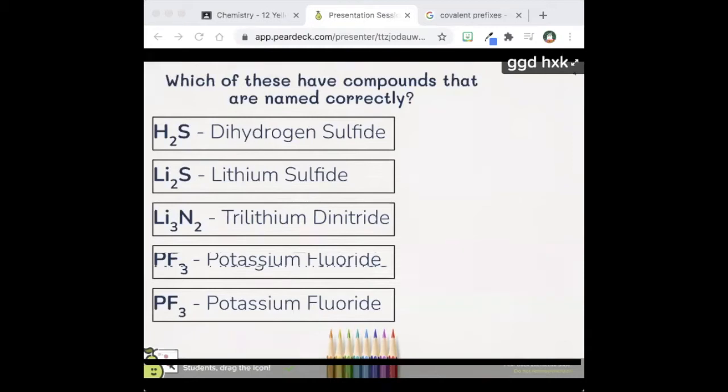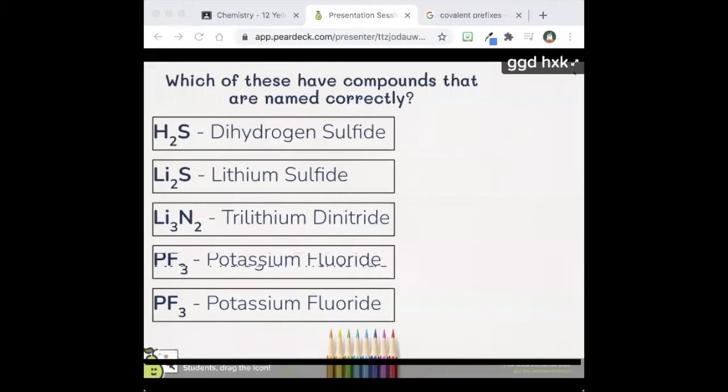Karma, you want to add on? Oh yeah. Since this is an ionic bond, you don't need to use mono and those prefixes. So it's gonna be just lithium sulfide. Perfect. How did Karma know that this was an ionic bond? Sebastian and Naomi typed in the chat, lithium is a metal and sulfur is a non-metal, which is exactly correct. So lithium sulfide, Li2S, is the only one that is named correctly.